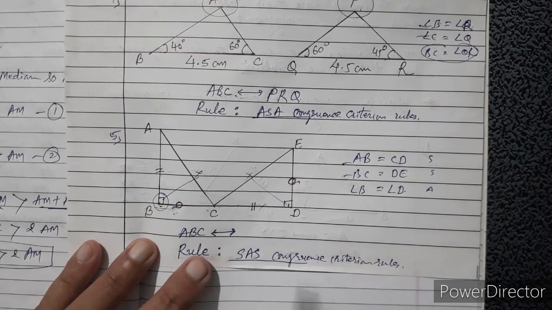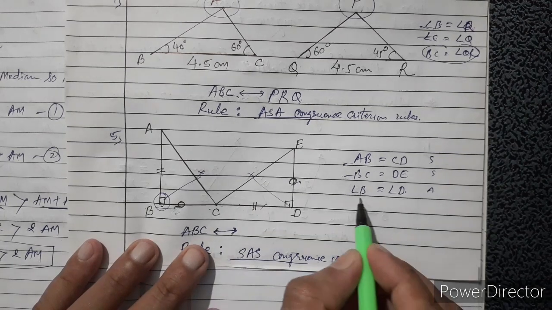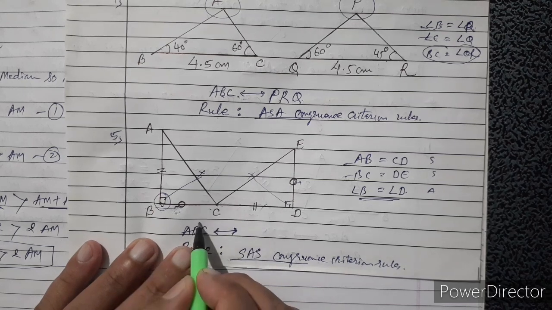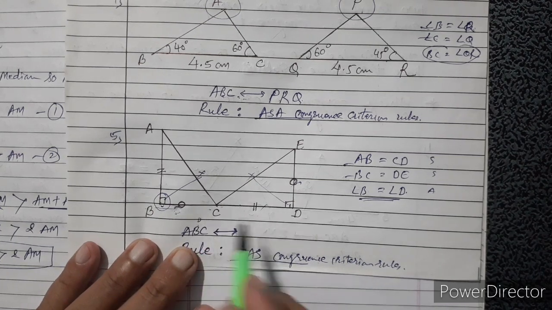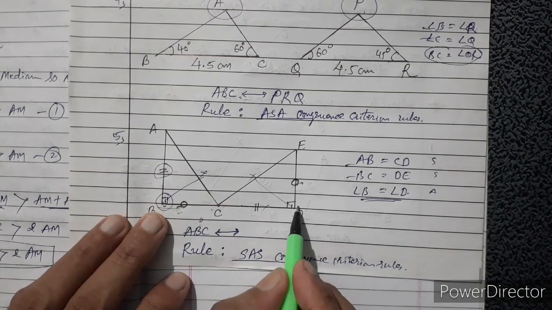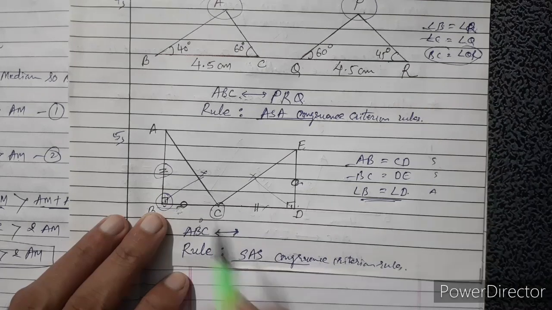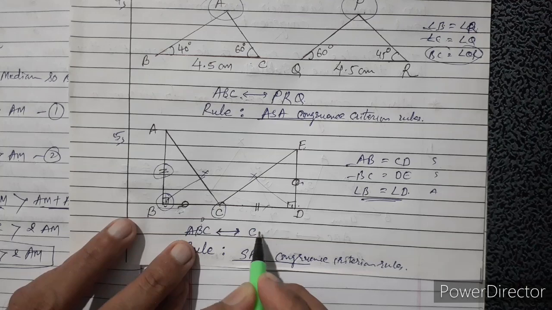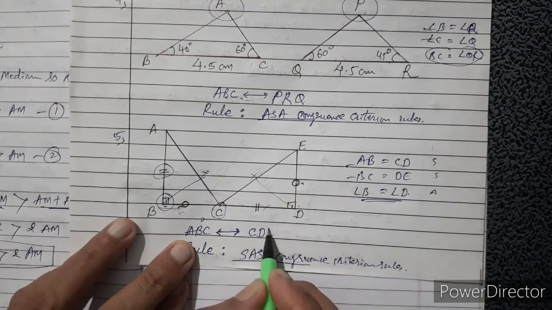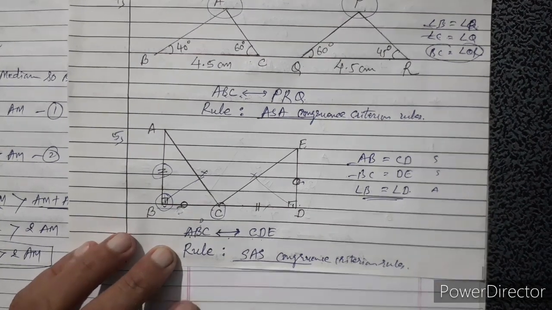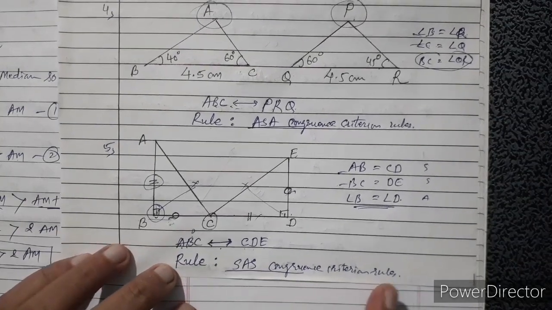Okay, now ABC, B with D. Okay, so here at the B we write down D. Then B to A, this type of sign is there, and D to C, this type of sign is there. So at the place of A, you just write down C, B with D, and third point is E. Okay, so ABC corresponding to CDE, and according to SAS congruence criterion rules.